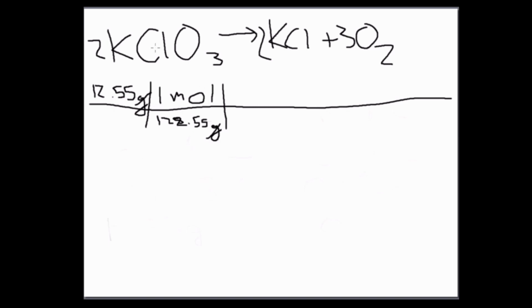Now the coefficients in a chemical equation actually mean the mole ratios that are used. So 2 moles of KClO3 will result in 2 moles of potassium chloride and 3 moles of oxygen gas. So if this is 1 mole of KClO3 per that many grams, then you just put 2 moles here.